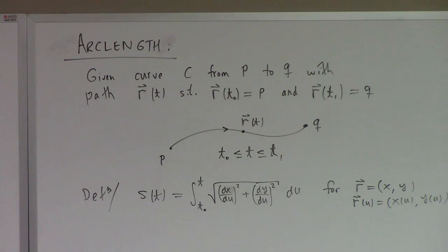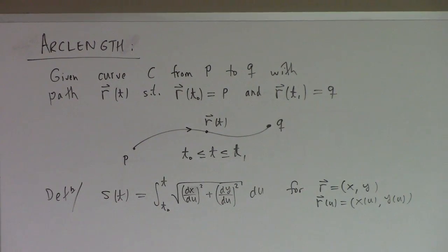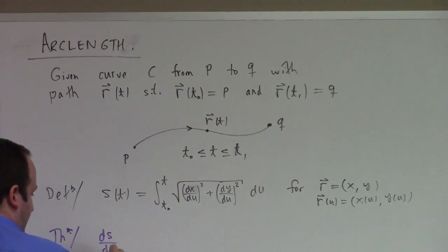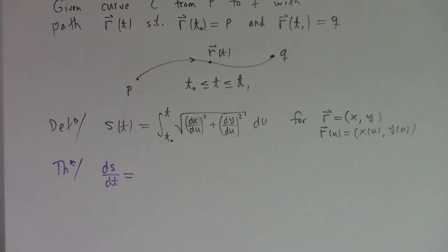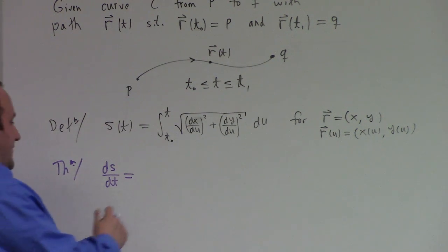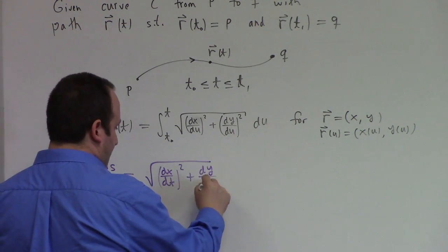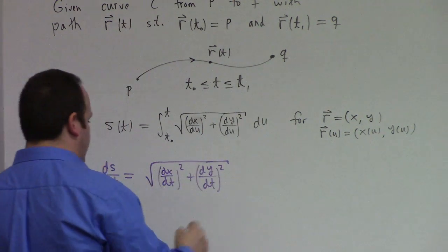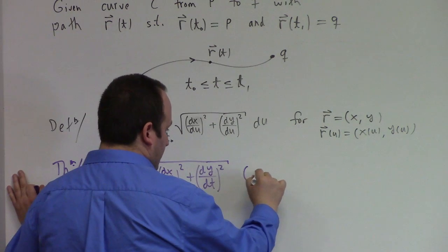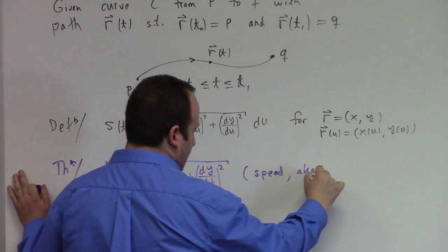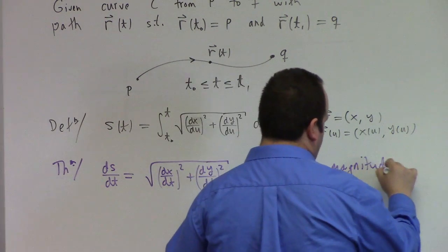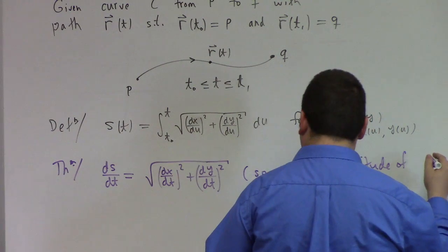We calculated it last time for a circle. There's a pretty obvious theorem that you get from this, right? Theorem: ds dt is equal to what? What happens when you differentiate the arc length function? Fundamental theorem of calculus part 1, right? You're differentiating an integral with a variable bound, so it just pops back out: square root of dx dt squared plus dy dt squared, right? So of course this is also the speed, AKA magnitude of what? Velocity.